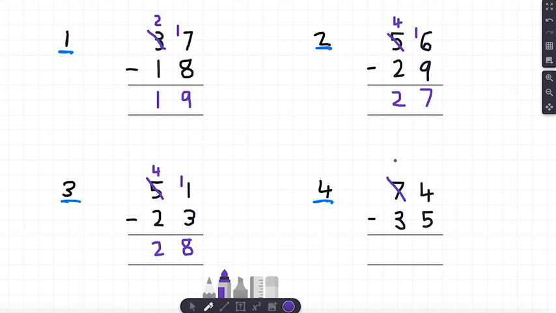And for question number 4, we have 4 take away 5, which we can't do. So we're going to take a 10 from here, leaving us with 6 10s. And that 10 turns into 10 units, giving us 14 units here. 14 take away 5 is 9. And 6 take away 3 is 3. Our answer is 39.